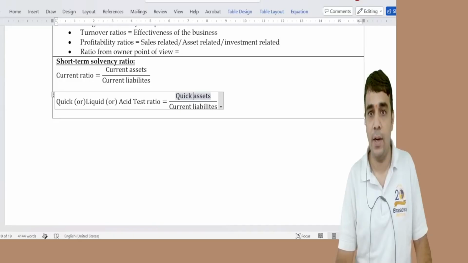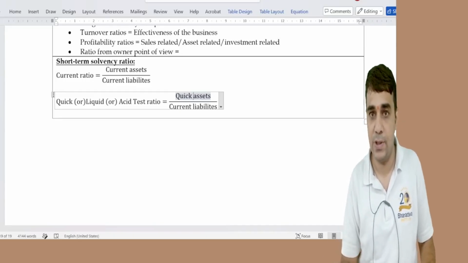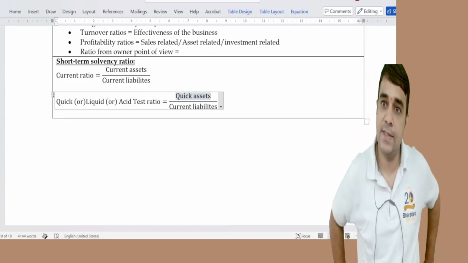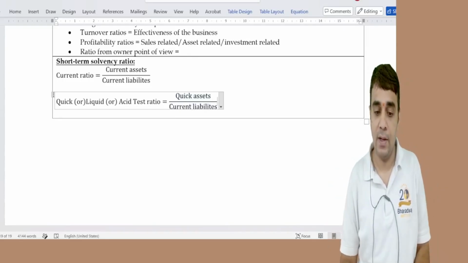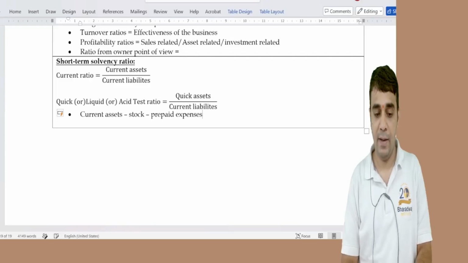Don't focus on noting down anything. If at all something new is there, let me complete and then see. I don't think I'll explain anything new. If there are some new points, I'll tell you to note it down. Quick assets by current liability. What is quick assets? Current assets minus stock minus prepaid expenses.